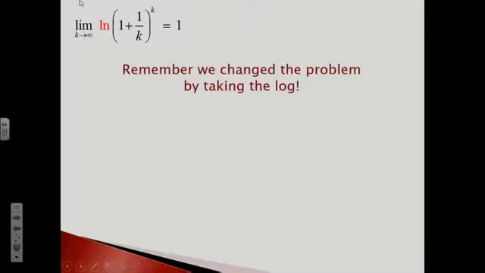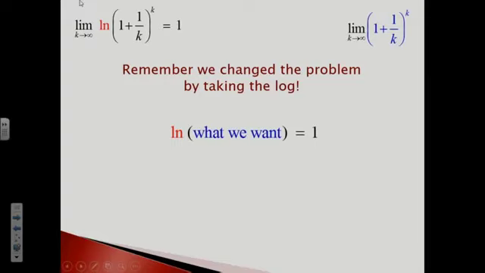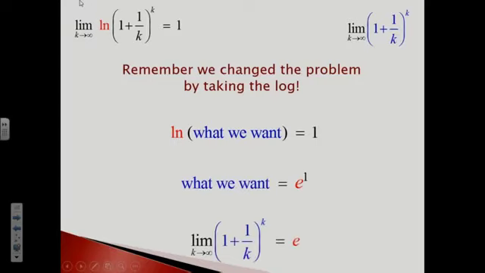So, the limit of ln of (1 plus 1 over k) to the power of k equals 1. Remember that we have changed the problem by taking the log. The log of what we want is 1, which implies what we want is the exponential of 1. So, the initial limit is e.